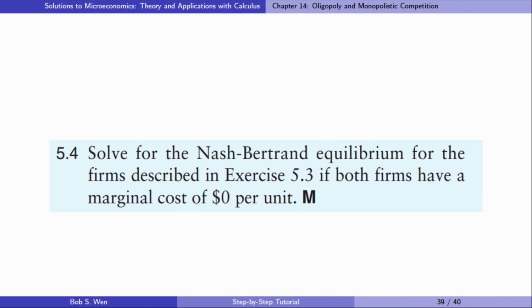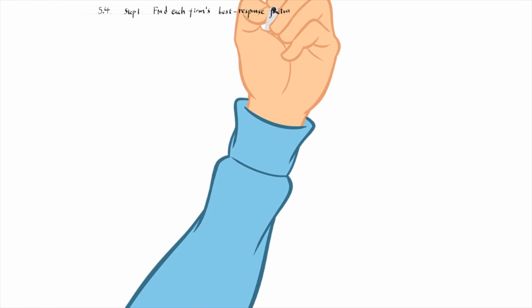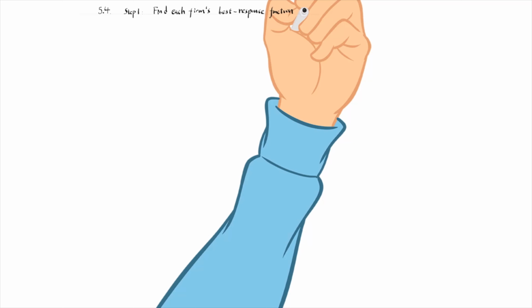Let's go to exercise 5.4. Solve for the Nash-Bertrand equilibrium for the firms described in exercise 5.3 if both firms have a marginal cost of $0 per unit. We answer the question using the same approach as in exercise 5.3. In the first step, we find each firm's Bertrand best response function, the optimal price a firm charges to maximize its profit given another firm's price.